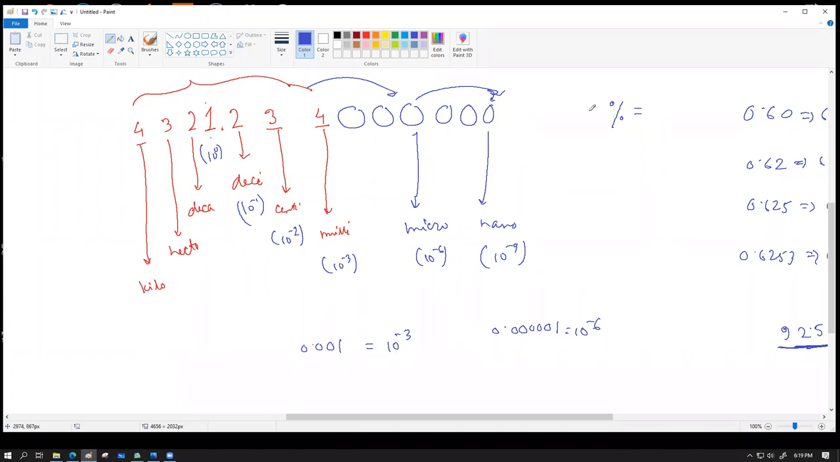I'll tell you why. Because if I write 63%, you meant this. And what I meant by 1 by 100 is this. If I write 63%, this means 63 into 1 by 100. They're basically the same thing. There's not much difference in them, is there? The same thing. So the percentage sign essentially has a numerical equivalent of 1 by 100. In the same way, the symbol centi has a numerical equivalent of 1 by 100, which is basically 10 to the power minus 2.